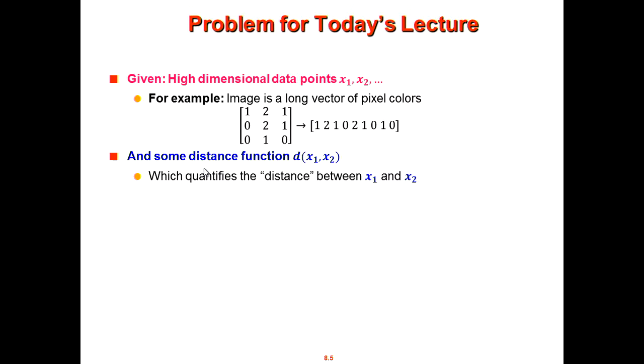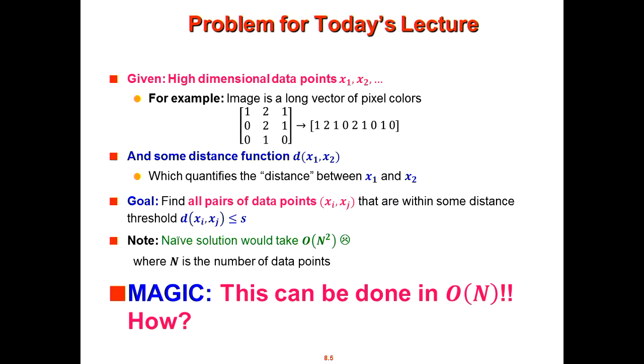And then we can define some distance function over the high-dimensional data. Distance function d is used to quantify the distance between x1 and x2. And distance is also relevant to similarity. If two objects are similar to each other, their distance is very small. If the two objects have a very large distance, their similarity is also not good. Given the data set, the goal is to find all pairs of data points that are within some distance threshold. In this given similarity threshold, we want to detect all the similar pairs.